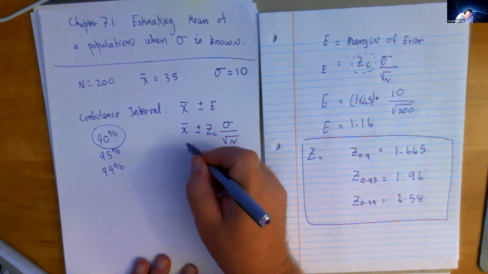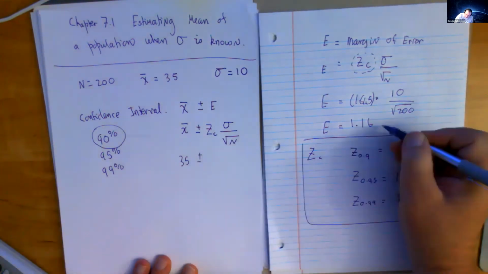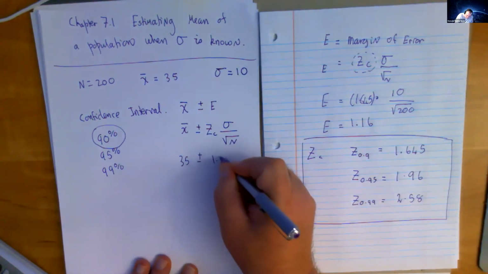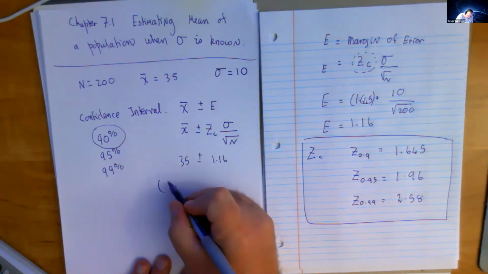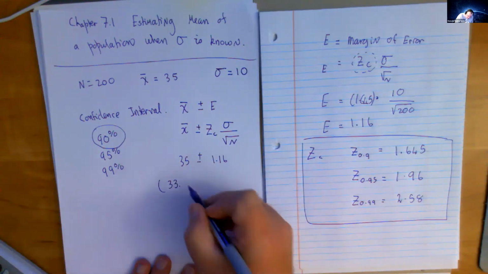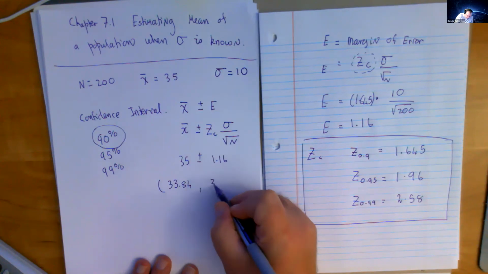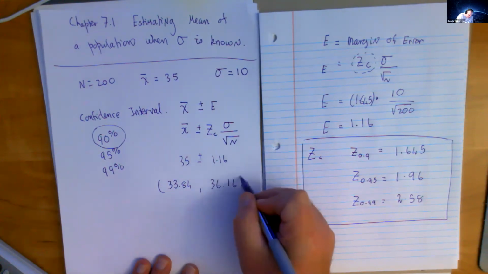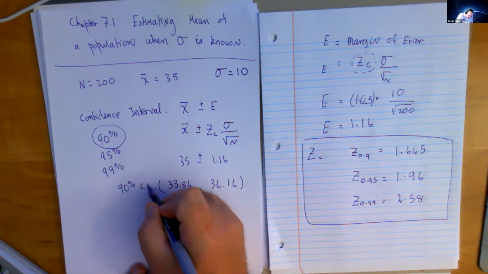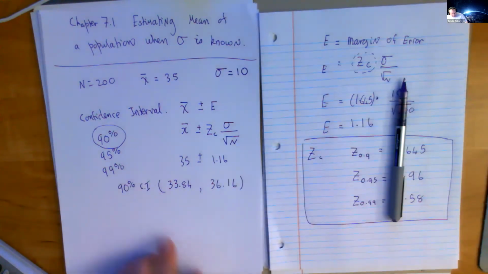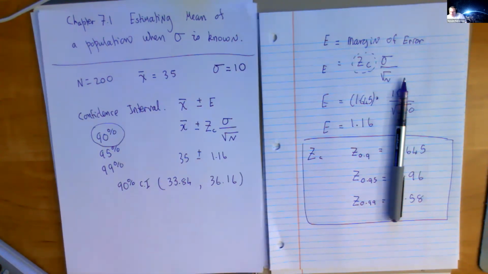So it's going to be 35 plus or minus the margin of error, 1.16. And if you take that number away from 35, you get 33.84. And if you add that number to 35, you get 36.16. So what we've just done here is created a 90% confidence interval for what we believe the mean of the population is going to be.